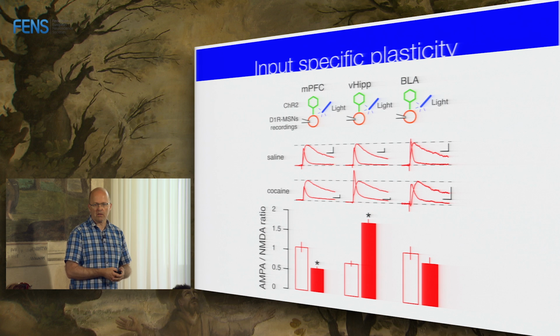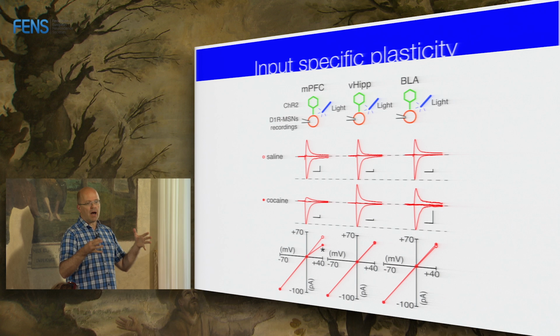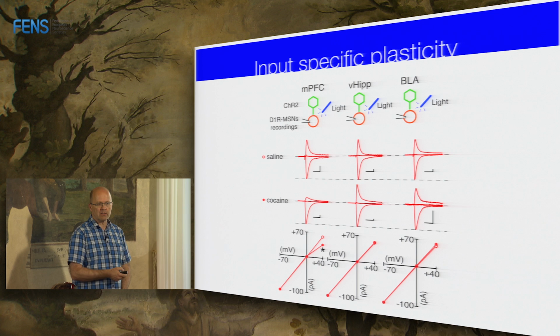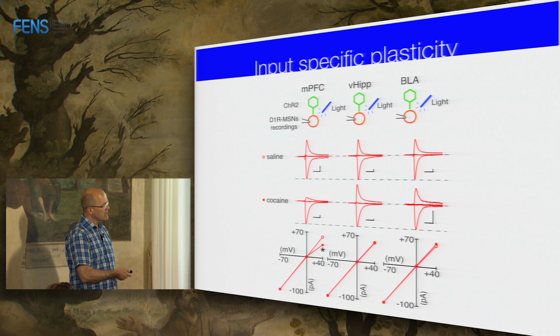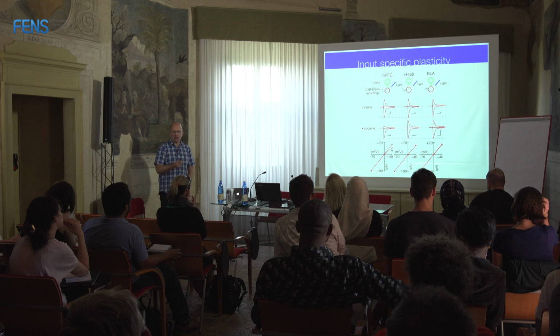You want to look at the other parameter, which is the rectification. Here, we're now isolating the AMPA transmission. And we're recording at plus 40, 0, and minus 70. And you can see that at baseline, they're pretty linear. So there's no specific change in rectification here, or no presence of rectifying AMPA receptors. However, when we look after cocaine, the only trace that really sticks out is this one here, where we have a clear deficit at positive potential, but selectively in the MPFC input.